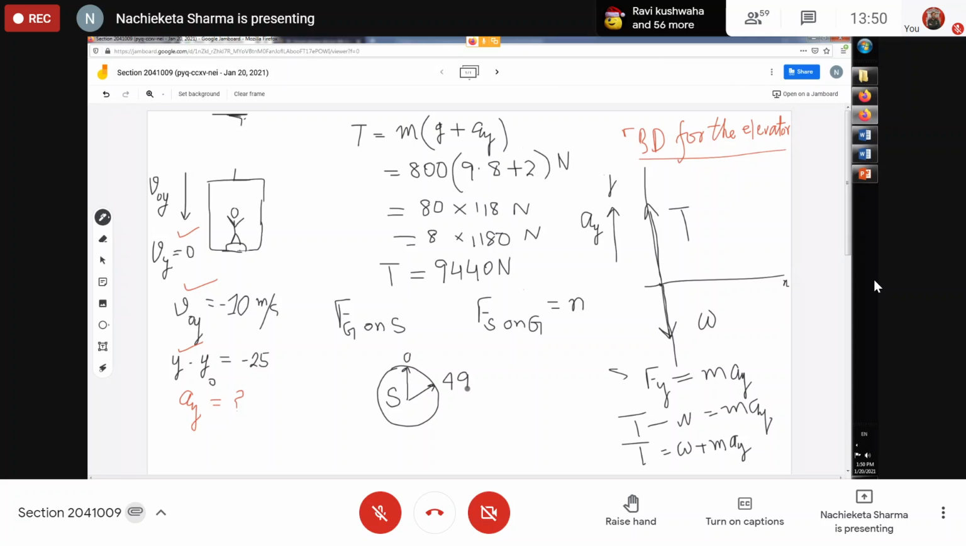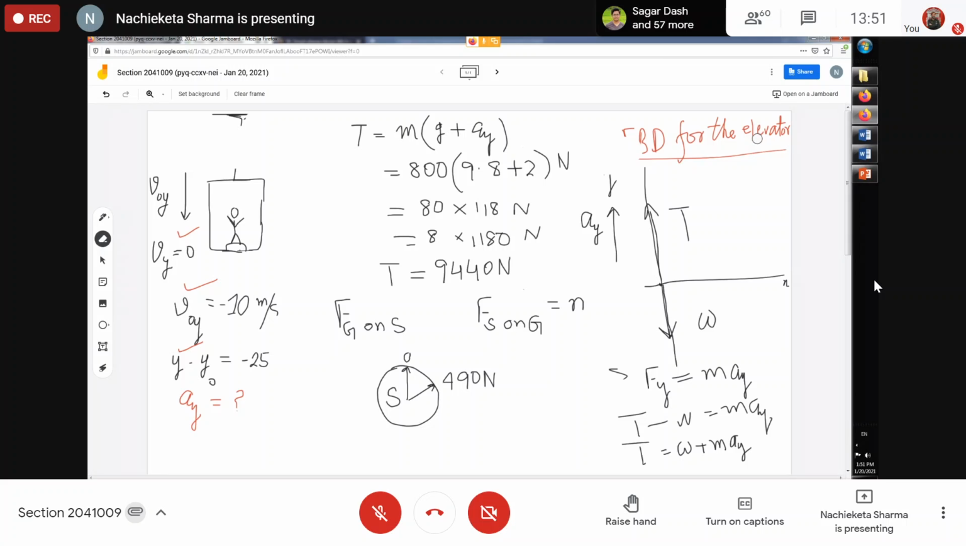It is 490 Newton. So the reading will show you 490 Newton. But now the elevator is not at rest. The elevator is moving with an acceleration of 2 meter per second square upwards. So if I draw the free body diagram, the question is asking what will be the reading on the scale of this gymnast when she is riding this elevator.